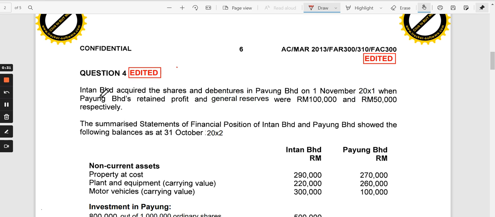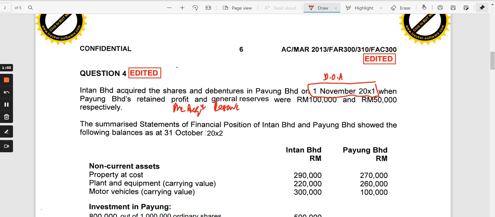Here you have your two companies, Intan Berhad, which acquired the shares and debentures in Payung on 1st of November 20X1, when Payung Berhad's retained profit and general reserve were 100,000. So this is the information relating to pre-acquisition reserve. And the 1st of November 20X1 is the date of acquisition.